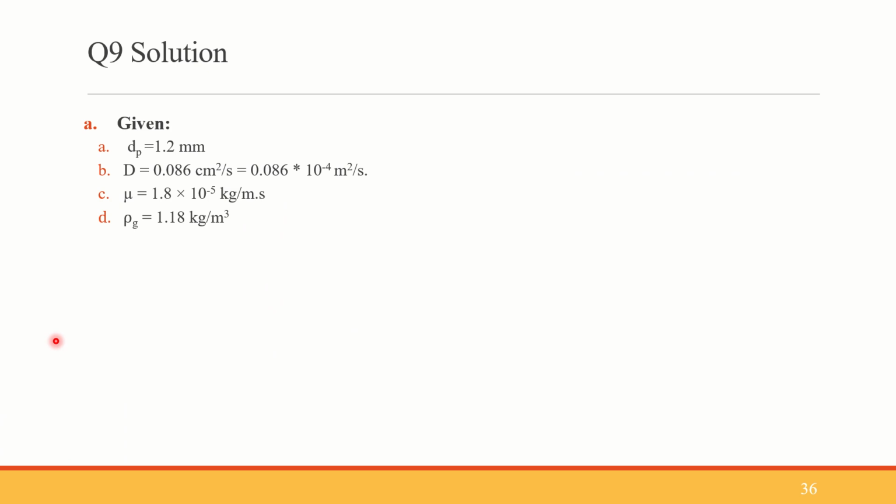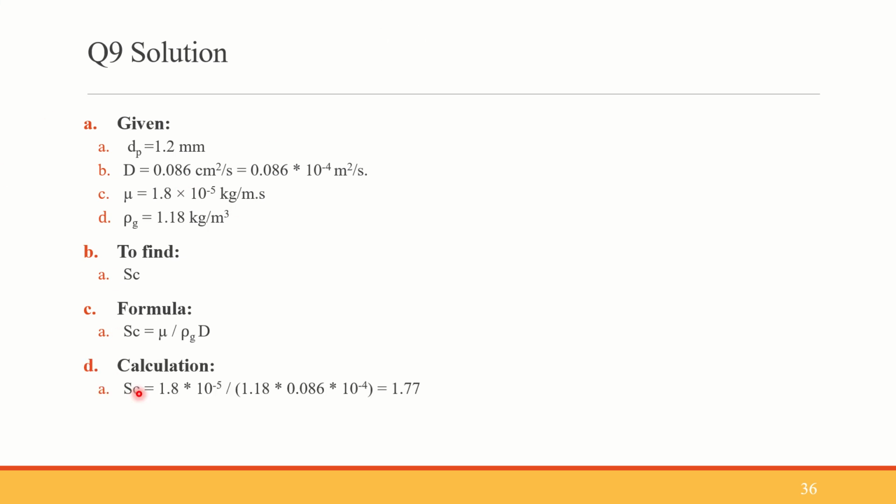Hope it is clear. In the question we are given the particle diameter, diffusion coefficient, viscosity of gas and density of gas, and we are asked to find the Schmidt number. In order to find the Schmidt number, we need to know the formula. The formula is Schmidt number is equal to mu divided by rho g into d. Mu we know is the viscosity of gas, rho g we know is 1.18 kg per meter cube, and the diffusion coefficient we know is 0.086 into 10 power minus 4 meter square per second. We are just converting the unit, and then it is calculations.